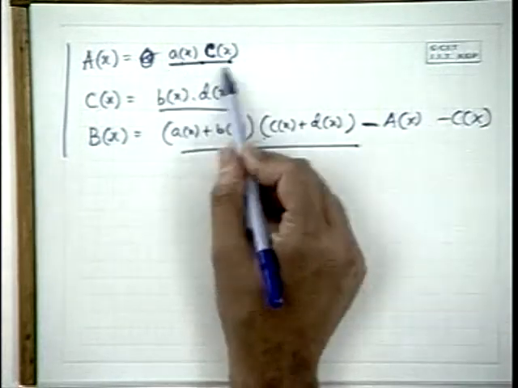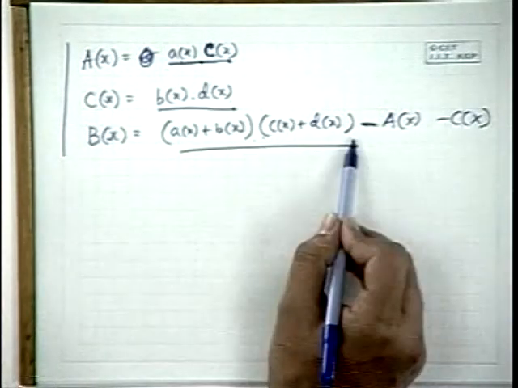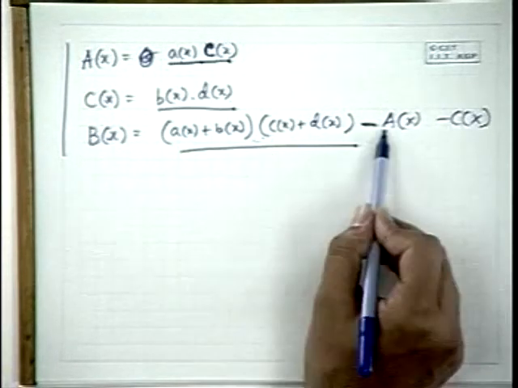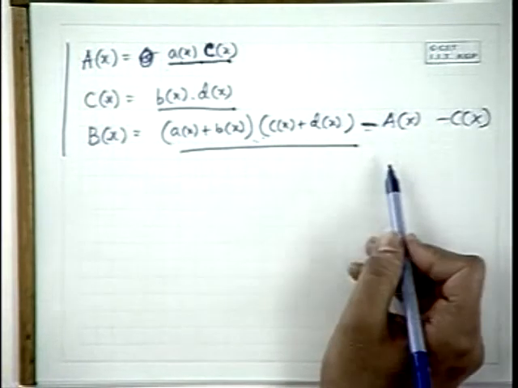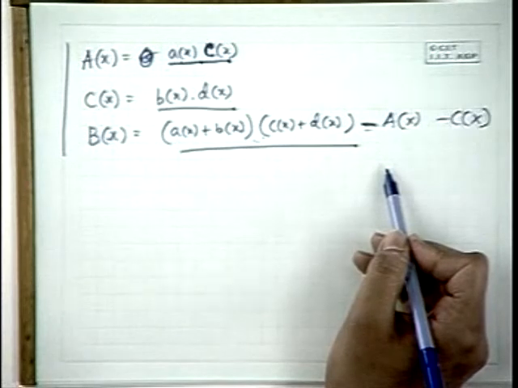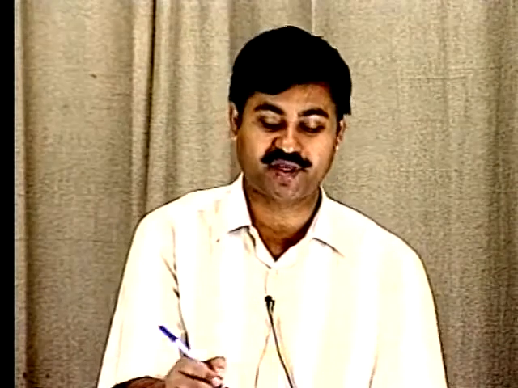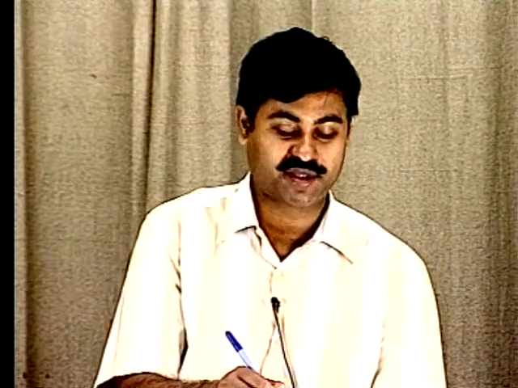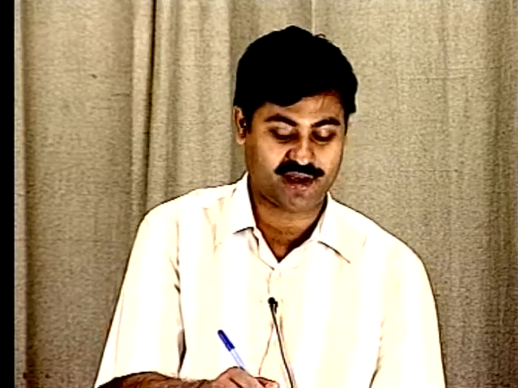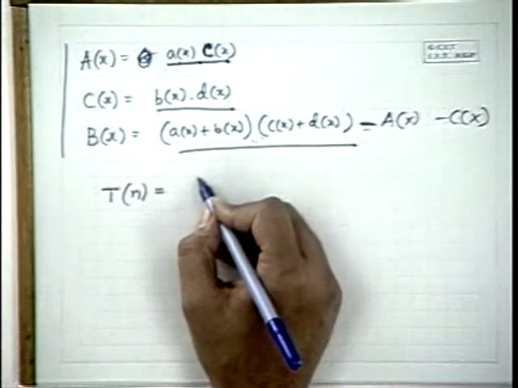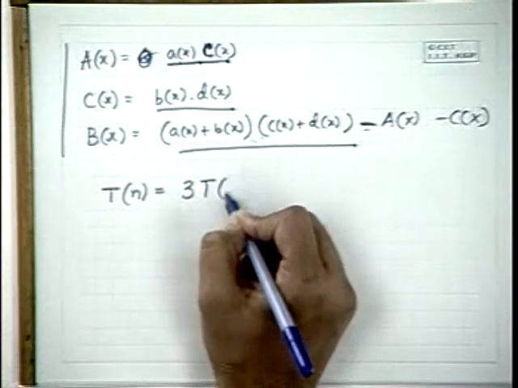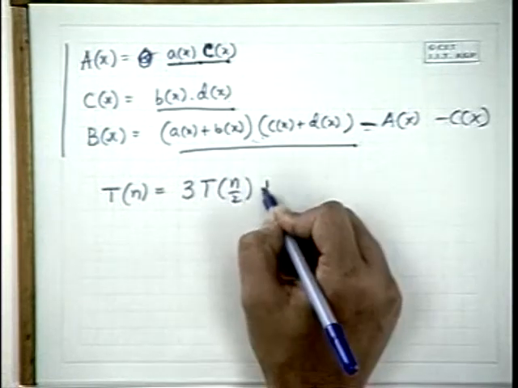Once you have got this multiplication done, then this addition, subtraction all will be not more than order n. It cannot be more than 2n anyway if you are multiplying two degree n minus 1 polynomials. So it remains order n. So if we do this, how do we express our complexity? Complexity becomes T of n is equal to 3 times T of n over 2 plus order n.